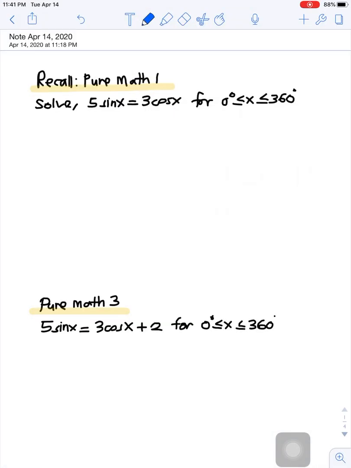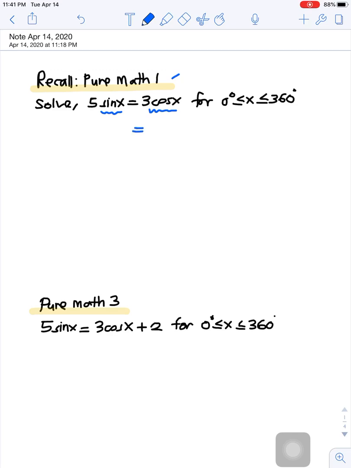Okay, today we're going to find a way to express a sine in a different format. To do that, let's recall some components from pure math 1. If I ask you to solve 5 sin x equal to 3 cos x, you will know that you can't progress with this simply because you have two trigo functions, one is sine and the other one is cos.